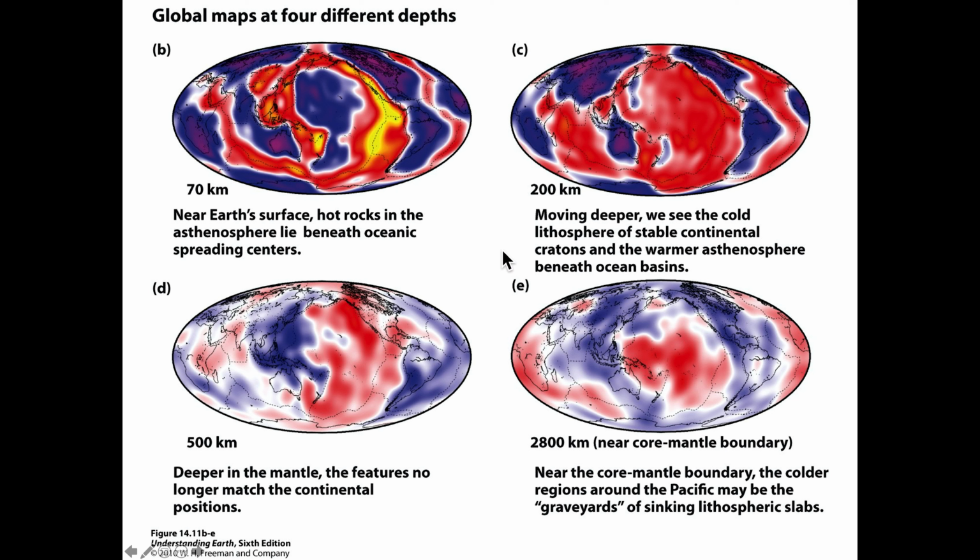At about 500 kilometers depth, things start to get a little bit different. We still see this coolness beneath South America, but it's not so cool beneath North America. So we lose the feel for this continental crust at 500 kilometers depth. And then near the core mantle boundary, all bets are off. We don't see the continents clearly anymore. What we may see are those graveyards of lithospheric slabs, these slab graveyards.